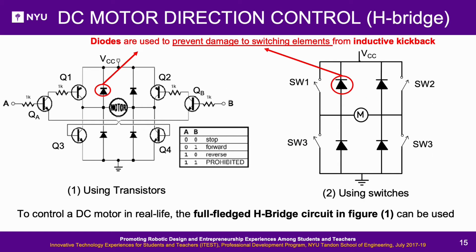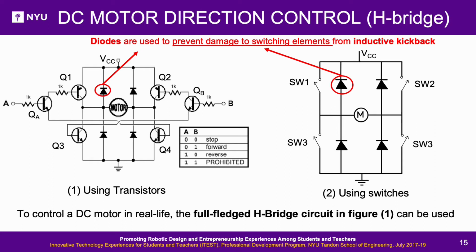DC motor direction control, H-bridge. To control a DC motor in real life, the full-fledged H-bridge circuit in Figure 1 can be used. How this full-fledged H-bridge circuit using transistors and diodes works. High signal enters QA, which turns on transistors Q1 and Q4. Current flows from positive supply terminal through the motor from left to right, forward.